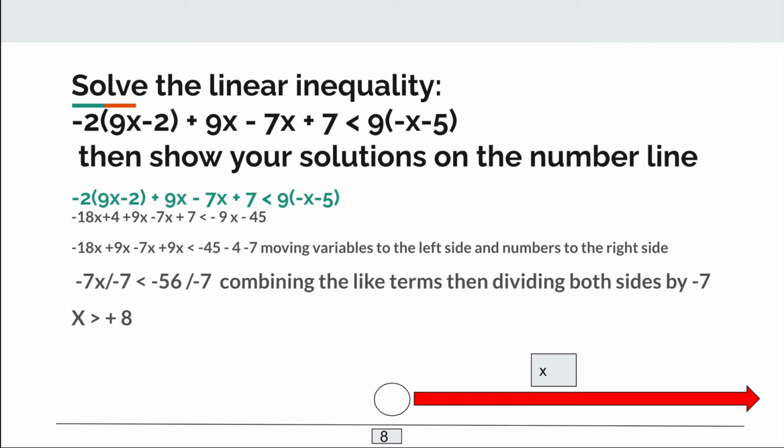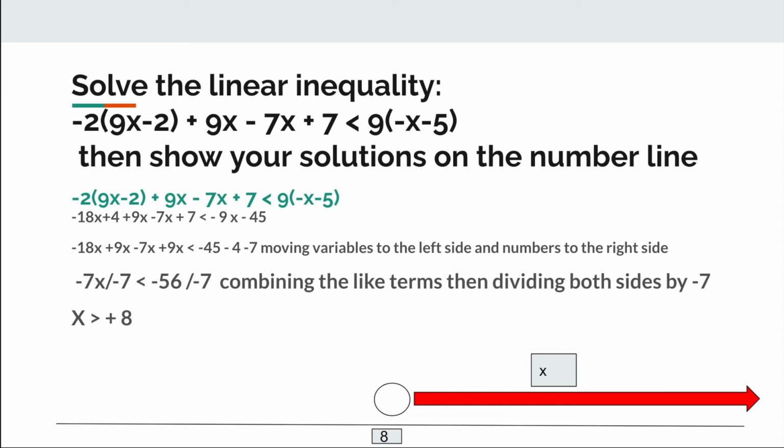Then I combined the like terms, so I wrote negative 18x plus 9x minus 7x plus 9x, so the answer for that is negative 7x. Negative 45 plus negative 4 minus 7 is negative 56. So combining like terms. Now I divided both sides by negative 7.